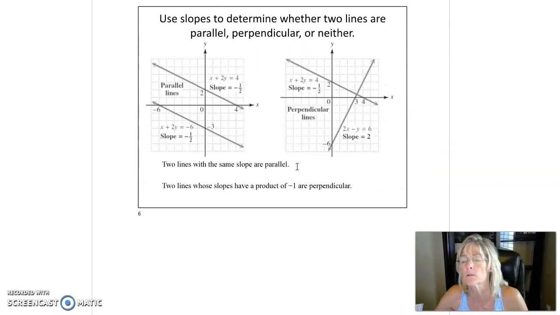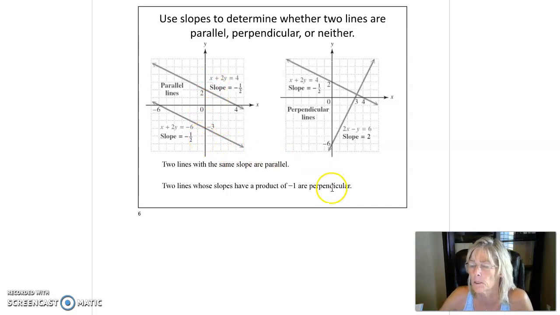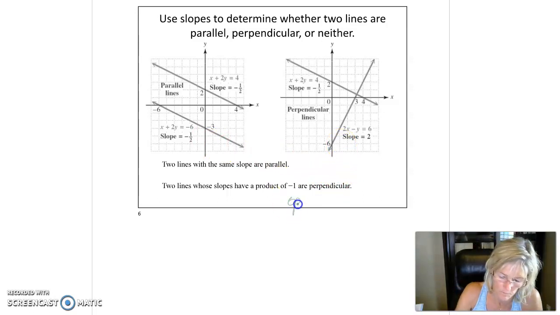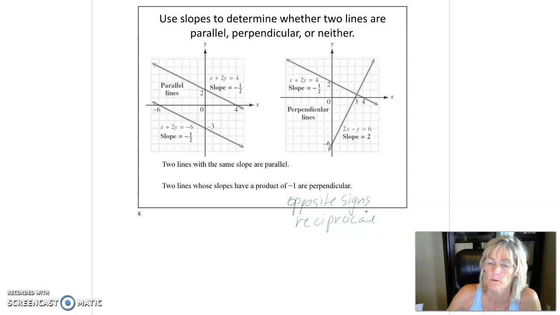Okay, so in the last lesson, or one of the last lessons, we talked about the difference between parallel and perpendicular. Parallel lines have to have slopes that are exactly the same. Perpendicular lines have to have opposite signs, and they have to be reciprocals. And again, if they're not parallel and they're not perpendicular, then we consider them neither.